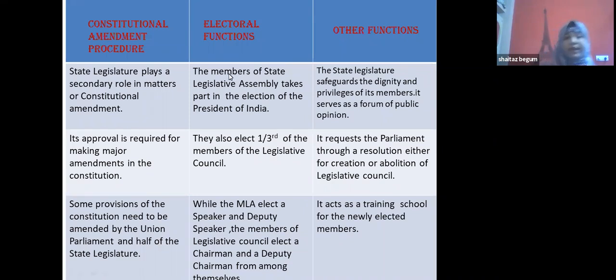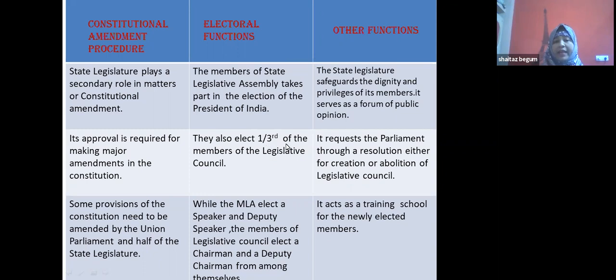Electoral functions, that means related to elections. The members of the state legislative assembly take part in the election of the president of India. The president of India is elected by an electoral college, isn't it? You might have read it in your previous chapter. This electoral college consists of elected members of both the houses of parliament and elected members of state legislative assemblies and also union territories like Delhi and Puducherry. So they also perform some electoral functions.